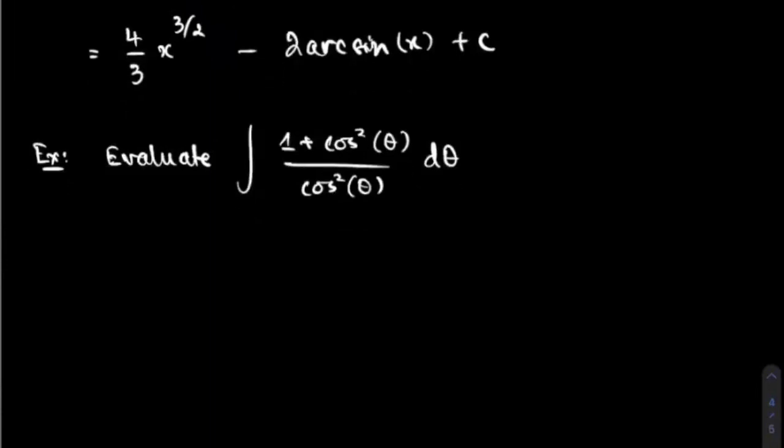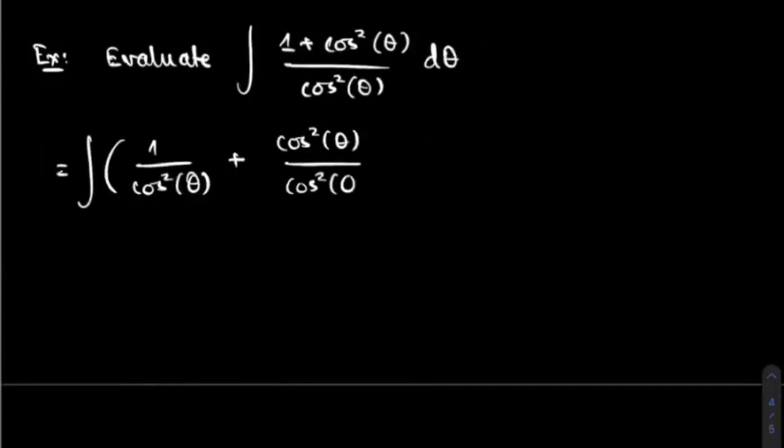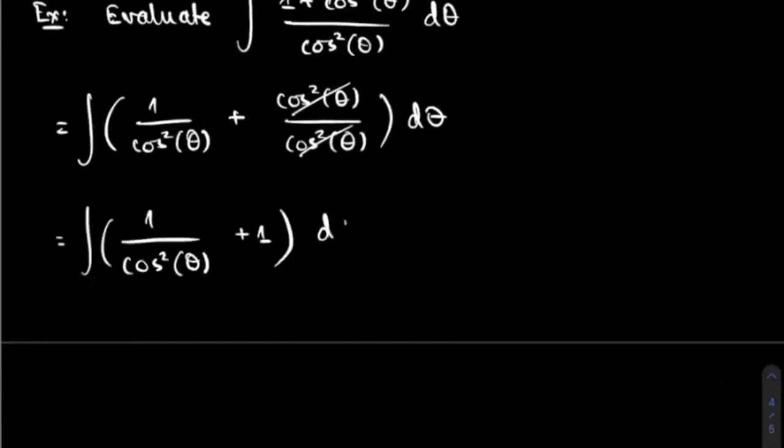This is a fraction, and there's an addition in the numerator. So what you can do is separate this fraction into 2 smaller fractions, right? So I separate this into 1 over cosine squared theta plus cosine squared theta over cosine squared theta. So cosine squared theta cancels out. You get 1 for that, right? And this one is 1 over cosine squared theta plus 1 d theta, of course.